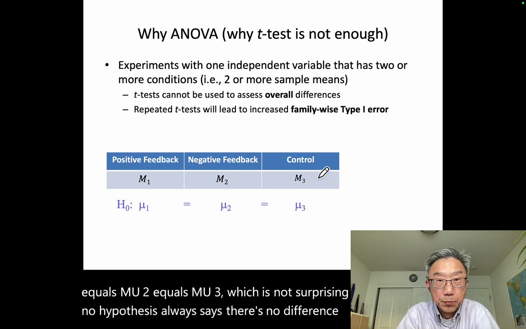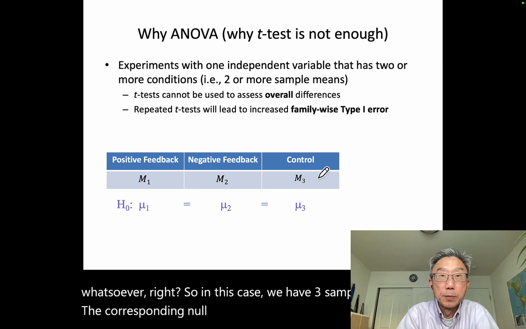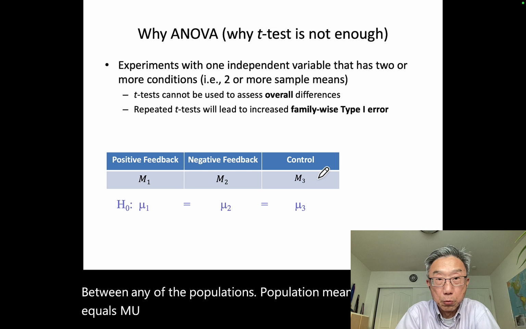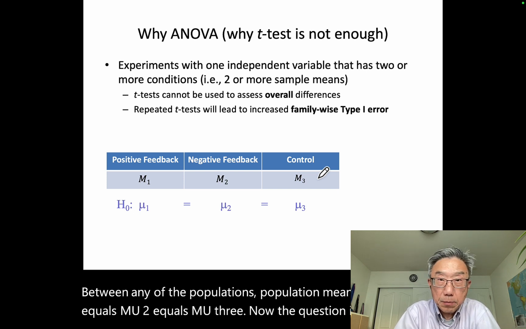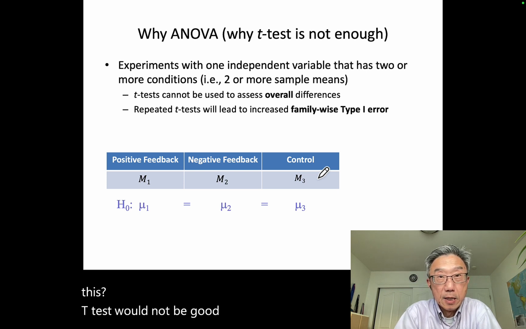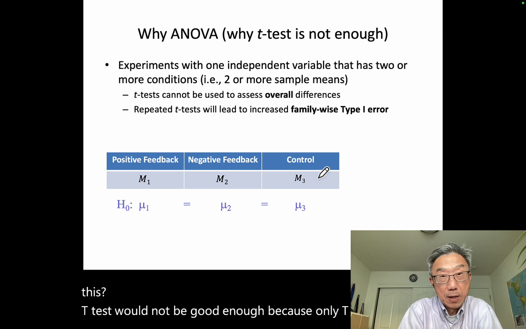So in this case, we have 3 sample means. The corresponding null hypothesis would be there's no difference between any of the population means. So mu1 equals mu2 equals mu3. Now, the question is, how do we test this? A t-test would not be good enough because a t-test can accommodate only 2 sample means.